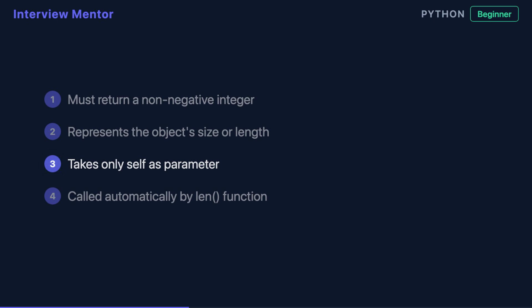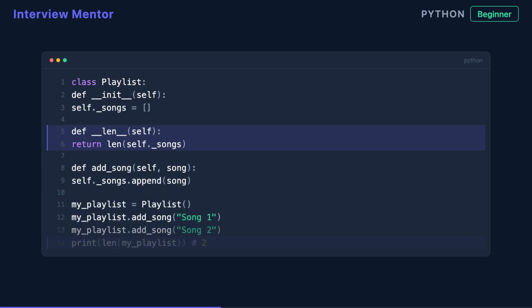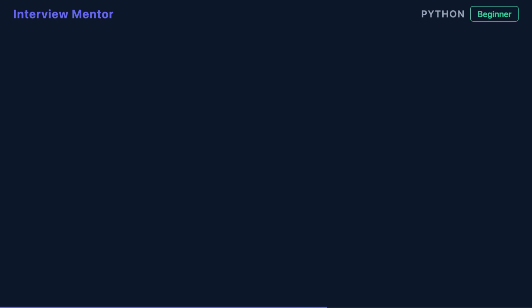The method takes only self as an argument and should calculate whatever makes sense as the length for your particular object. Let's look at a practical example. Say you're building a custom playlist class that stores songs in an internal list. By implementing double_len to return the length of that internal list, your playlist object now works seamlessly with len. You can check how many songs are in the playlist using the same syntax as any built-in collection. This makes your custom class feel like a native Python type.